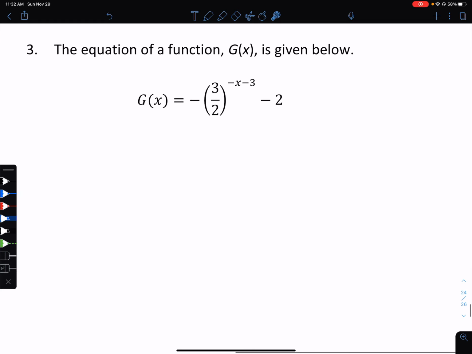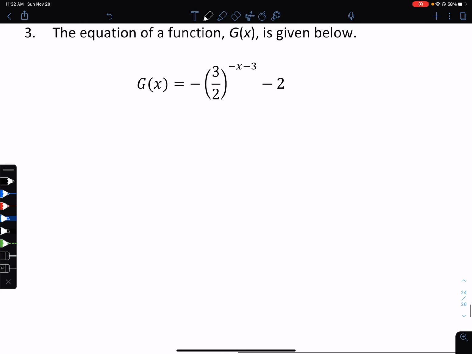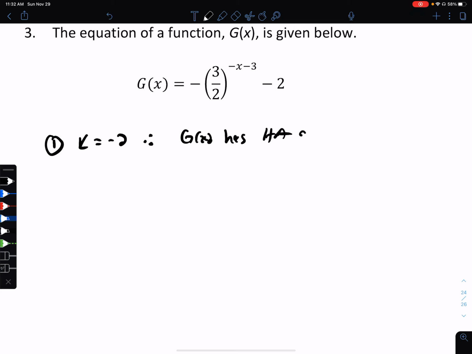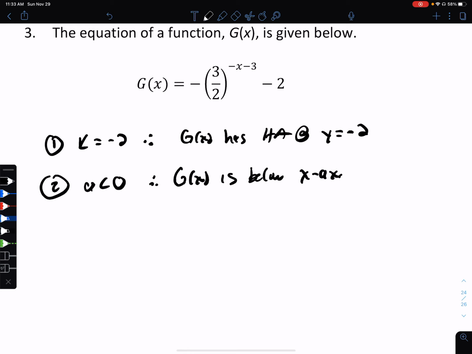Check out the third one, just looking at it analytically, which means looking at the equation. What conclusions can we draw from this? Well, we could certainly say that k is negative 2. Therefore, g of x has a horizontal asymptote at y equals negative 2. We could certainly say that a is less than 0. A is negative right here, negative 1 in fact. So the conclusion we can draw is that g of x is below the x-axis.